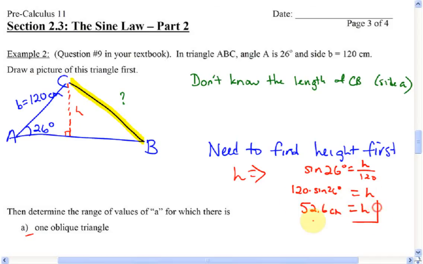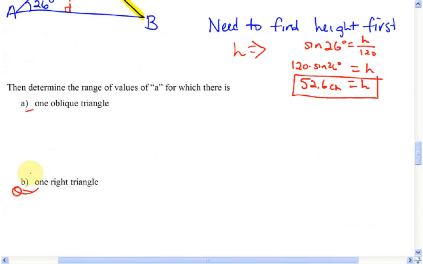All right. So this is the key thing. Now let's do the easy one first then. Let's do one right triangle. This is the easy one. What does A have to be so that you get one right triangle then? 52.6. That's right. A here must be equal to 52.6 for one triangle, right?